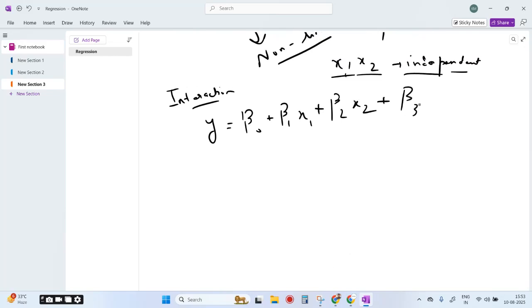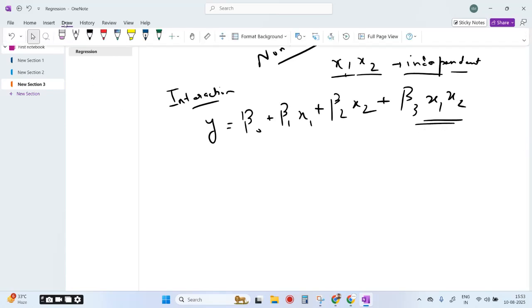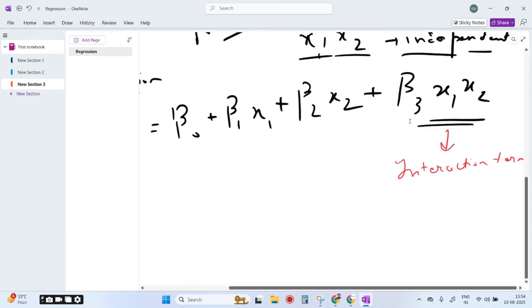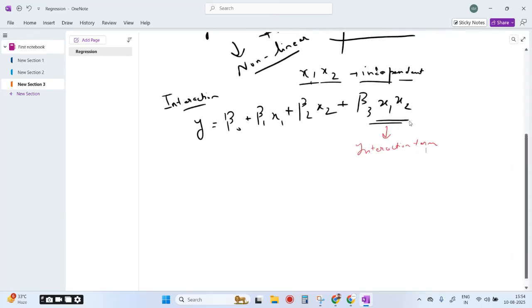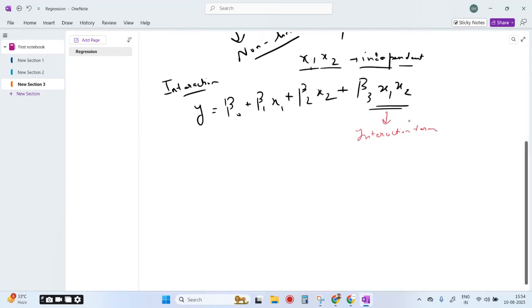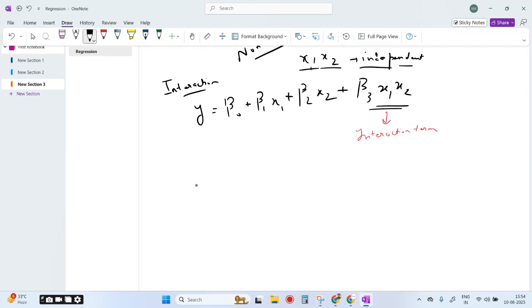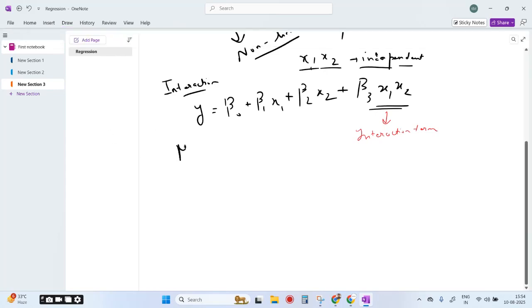But suppose we have another term, beta 3 x1 x2. So now what we have here is this one. This one is going to be called an interaction term, because this is basically using a combination of x1 and x2. Okay, and we're going to see how that plays out. In this case also, correlation is going to be misleading if you want to truly understand the relationship between x and y. And then finally comes our case of multicollinearity.